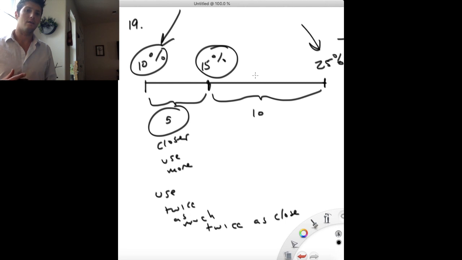That way, what we get is an amount that's way closer to 10% because I've used more. I've used more of the 10%, so I end up closer to the 10%. Use less of the 25%, so I end up further away from the 25%. Hopefully that's a helpful concept for you. Think about it.